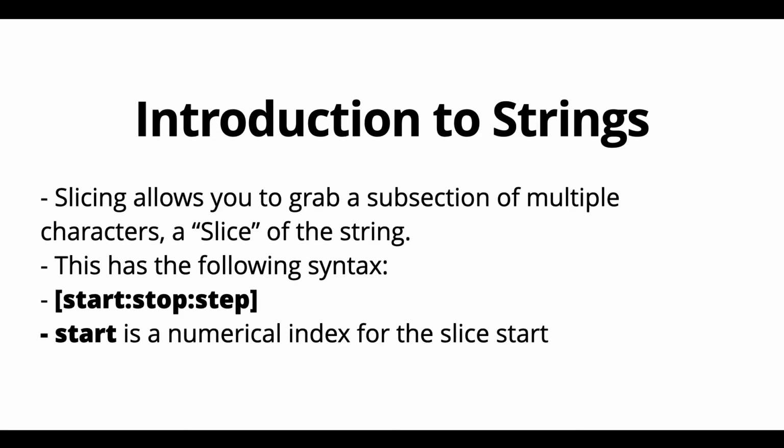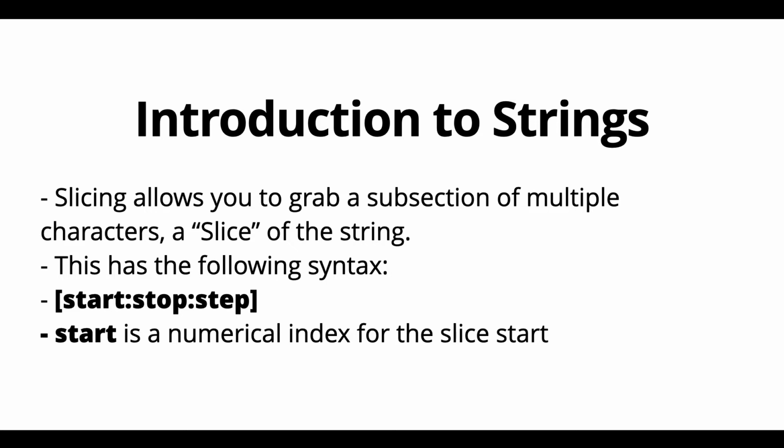Slicing allows you to grab a subsection of multiple characters, otherwise known as a slice of the string, and this has slightly different syntax. Again, it is going to be square brackets, but because we are grabbing a subsection, we are going to be able to define three parts: start, stop and step. This goes in square brackets with a colon separating each of these three terms.